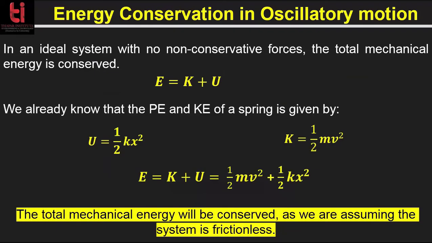So now I will discuss the energy conservation in oscillatory motion. Now for the example of a mass on a spring, which we discussed in the previous lecture, the mass has kinetic energy K and potential energy U.